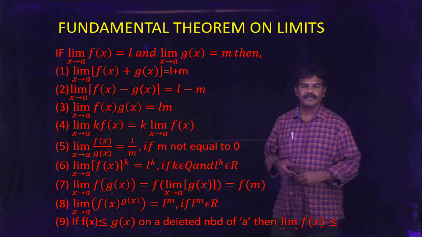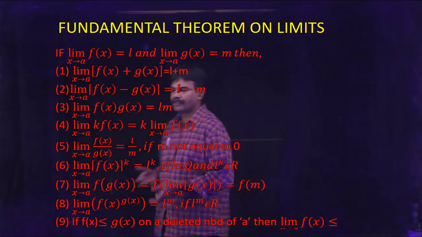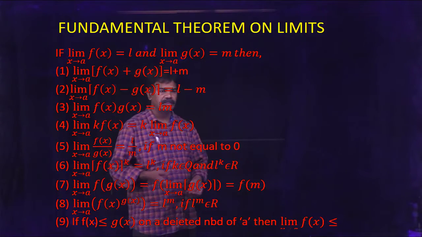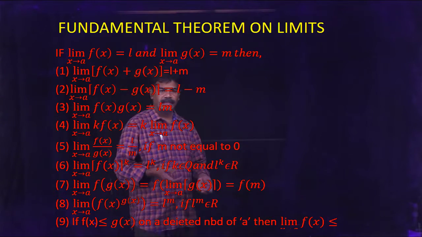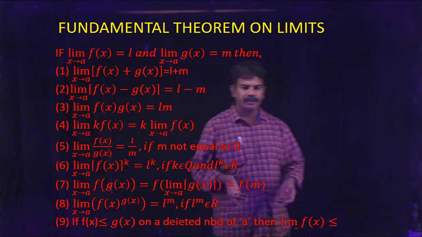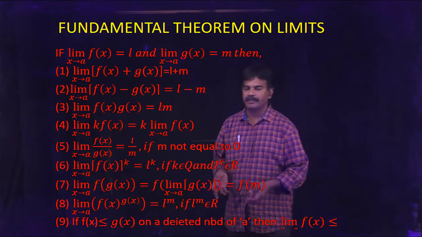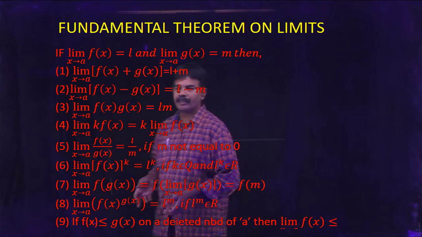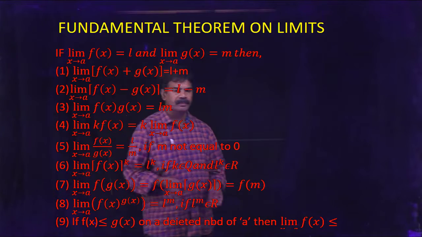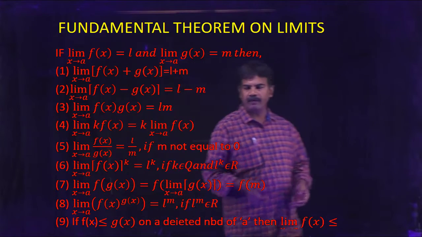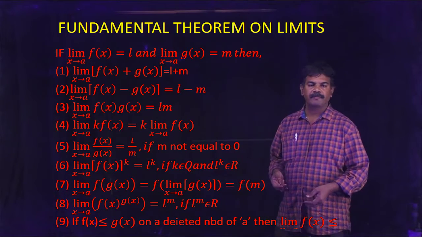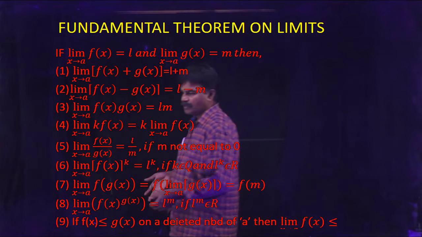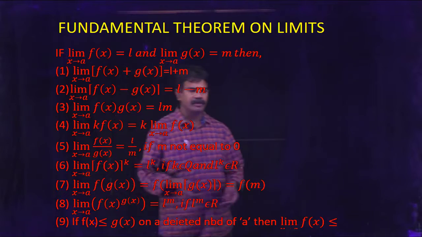The fourth one is limit x tends to a k f(x) = k times limit x tends to a f(x), that is kL. The fifth one is limit x tends to a f(x)/g(x) = L/M if M is not equal to 0. Next, the sixth one is limit x tends to a [f(x)]^k = L^k, if k belongs to Q and L^k belongs to R.